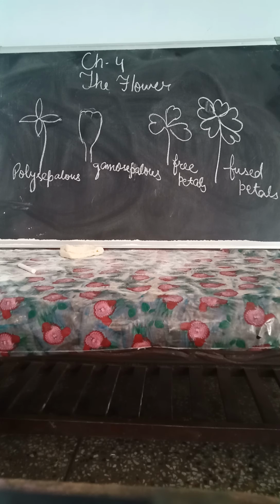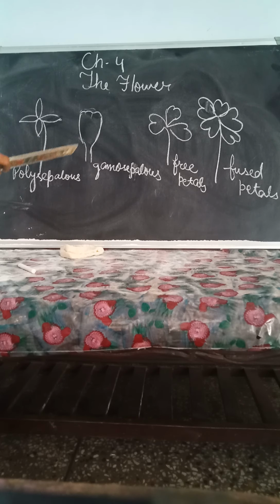So today we'll talk about the general description of the floral parts. Sepals, which are green in color, are collectively called the calyx. In some cases only 5 sepals are there, but in some cases the number will be more or less than 5. If the sepals are free, they are called polysepalous. If they are fused, they are called gamosepalous.